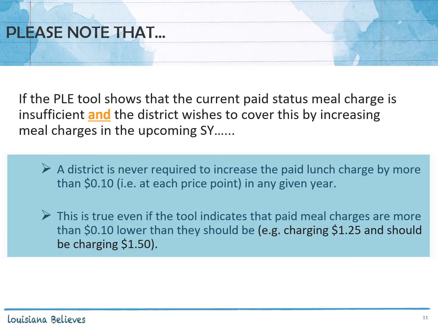Please note that if the PLE tool shows that the current paid status meal charge is insufficient and the district wishes to cover this by increasing meal charges in the upcoming school year, a district is never required to increase the paid lunch charge by more than 10 cents at each price point in any given year. This is true even if the tool indicates that paid meal charges are more than 10 cents lower than they should be. For example, charging $1.25 when the SFA should be charging $1.50. We'll cover this in an example shortly.